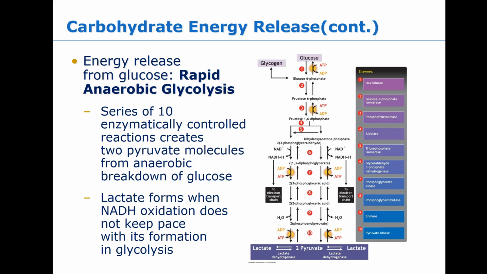Again, don't get confused or scared by the graphic included here on this slide. What it does is show you the series of 10 enzymatically controlled reactions that create 2 pyruvate molecules from the anaerobic breakdown of glucose. So you can see pyruvate is the end product of this whole process of rapid anaerobic glycolysis. That's what I want you to remember. Note the name of this picture and the end products, with the possible presence of lactate forming when NADH oxidation does not keep pace with its formation in glycolysis.